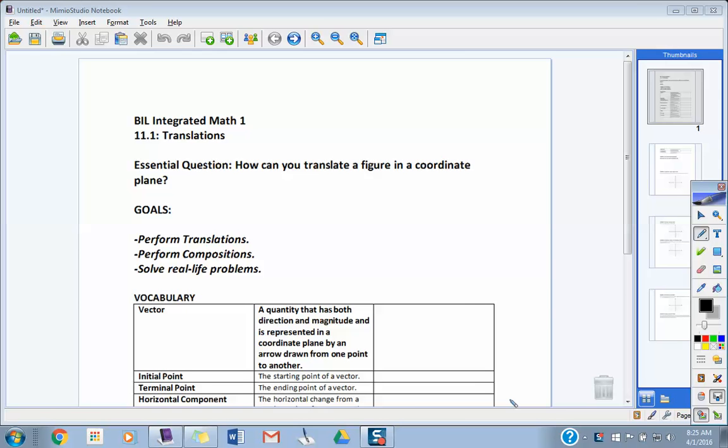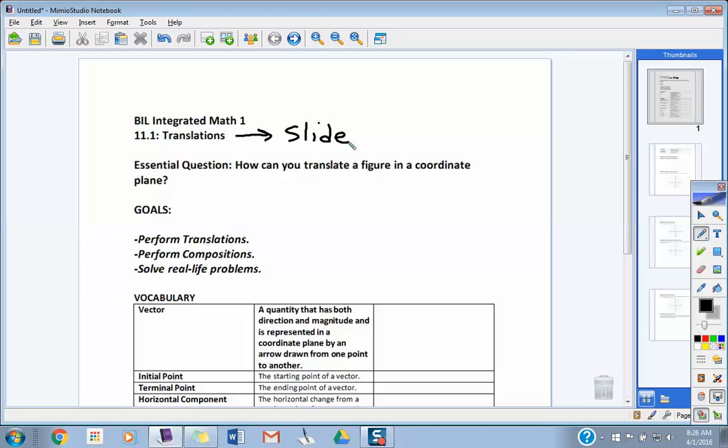Now this is really pretty simple today. If you can think of this word translations as a sliding of something. So you can slide something up or down or left or right. But you're not going to turn anything. You're not going to flip anything. So just think of stuff today as sliding stuff. That's all you really need to think of today.